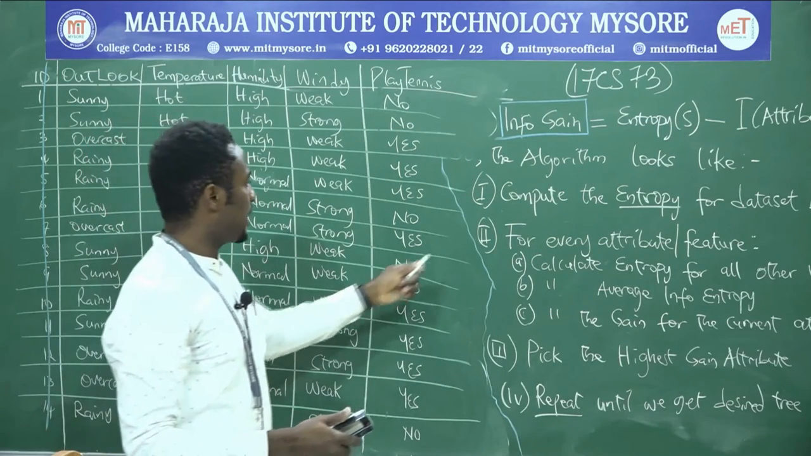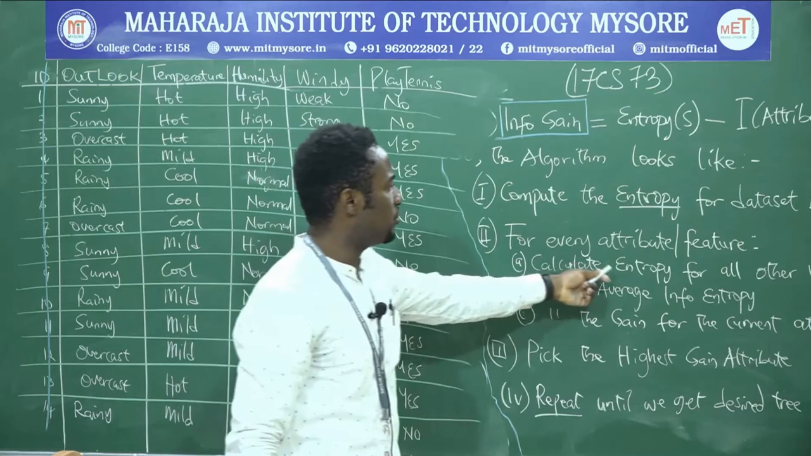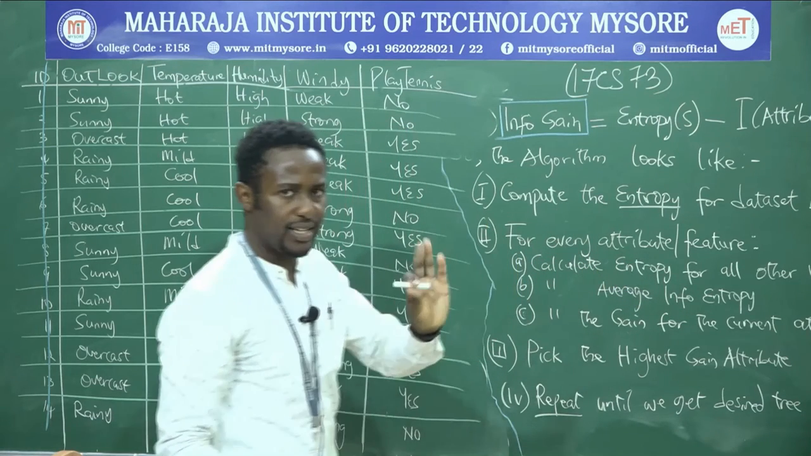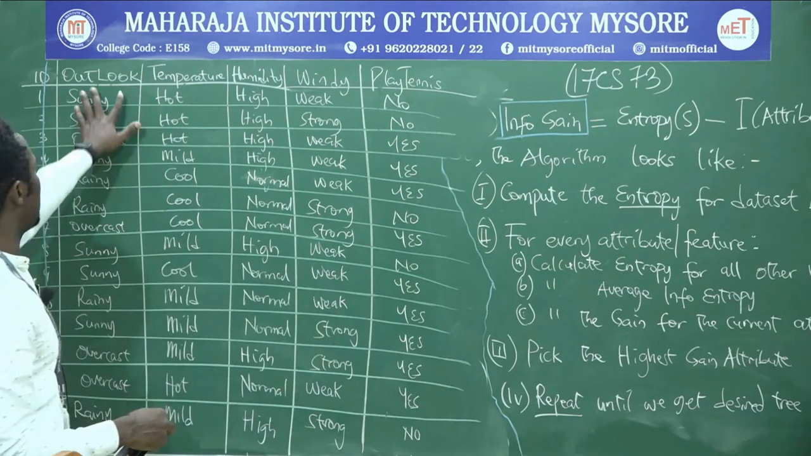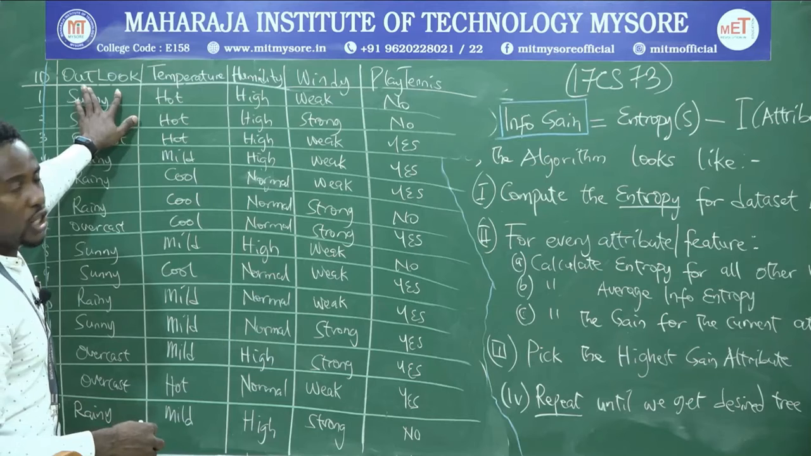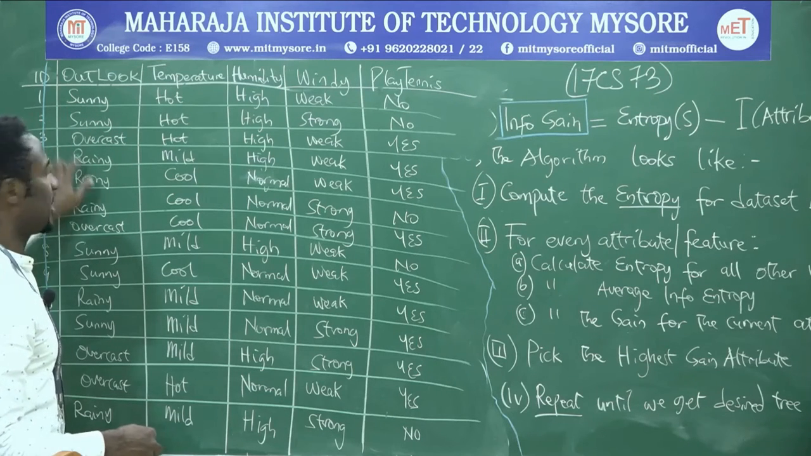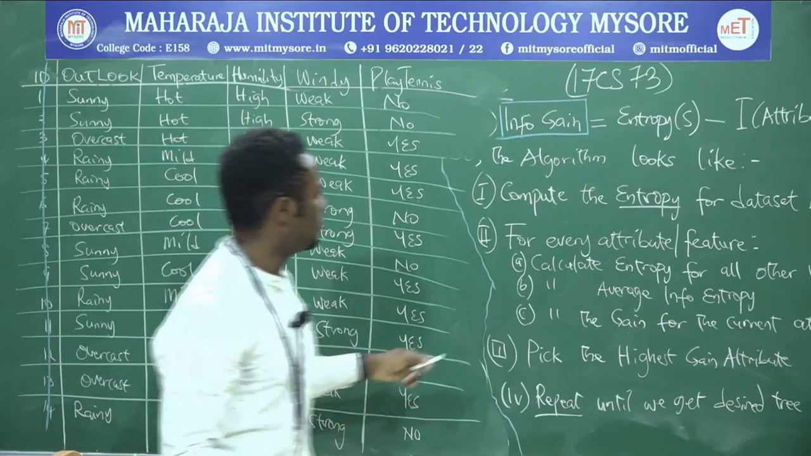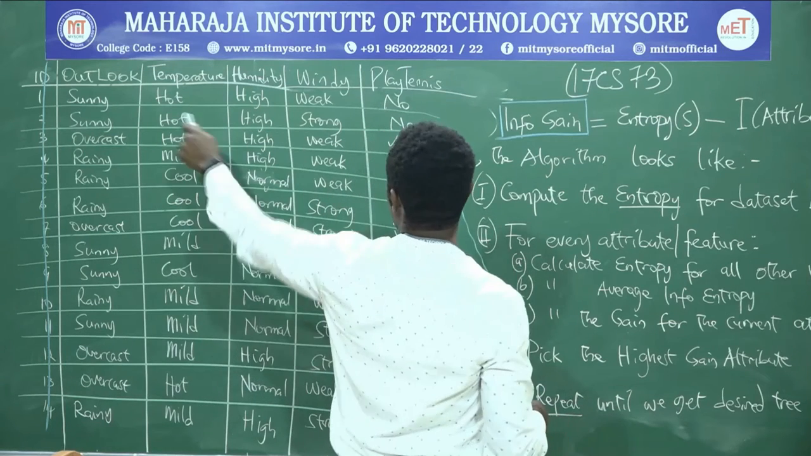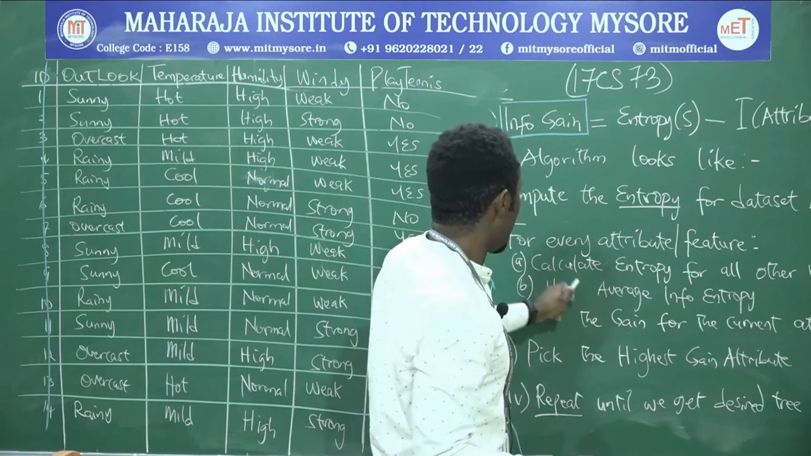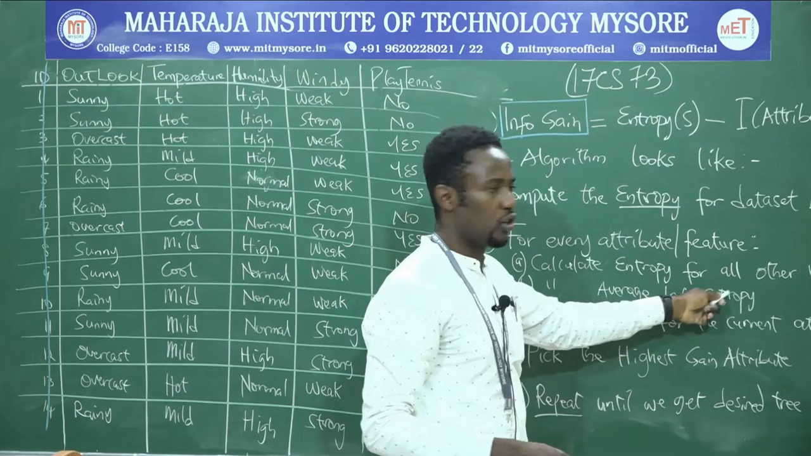Fine. So next, for every attribute or feature, for example, we have taken Outlook. Let's start from the first one. So what are the attributes of Outlook? Sunny, rainy, overcast, right? So for every attribute of this Outlook, we have to calculate their entropy.